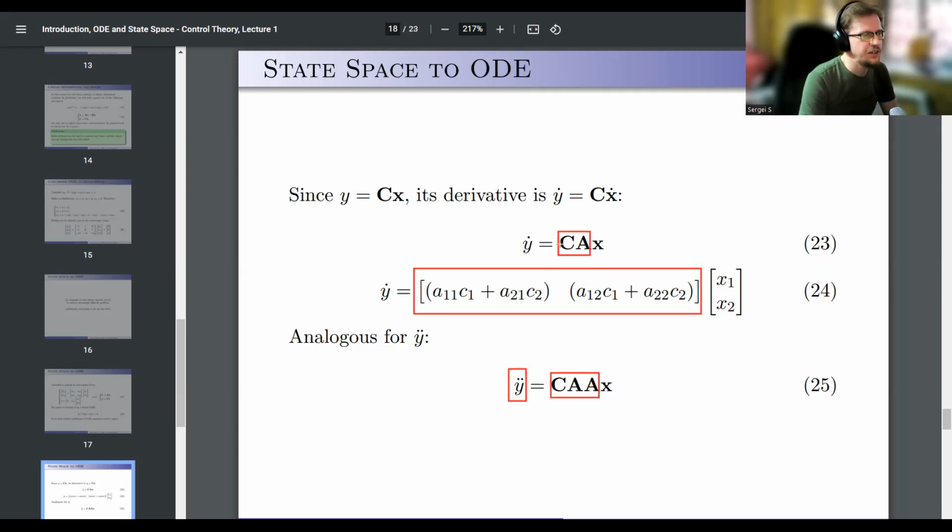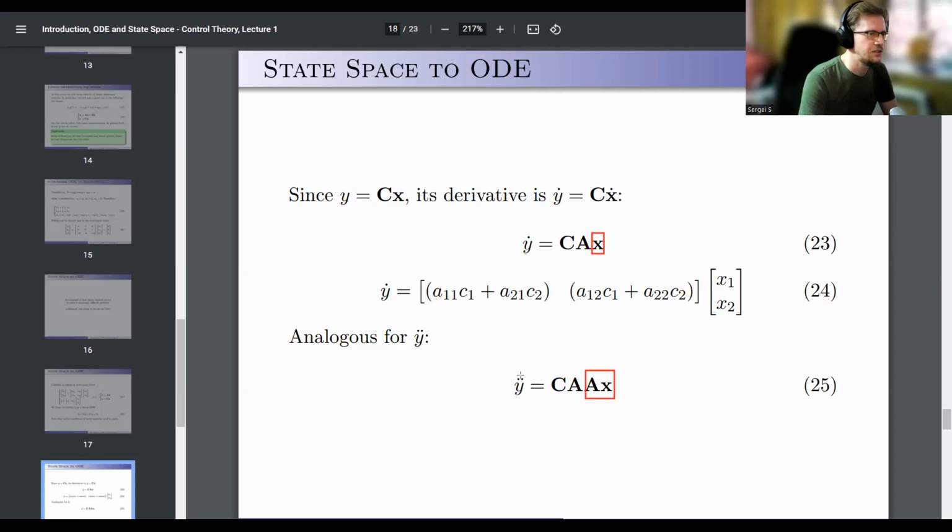Okay, why CAA? Well, q double dot will be equal to CAx dot, because C and A are constants. So when you differentiate, you would get x dot here, and x dot is again Ax. So when you differentiate, you replace this with this. That's how you get x dot here. This differentiated gives you this. That's the idea.